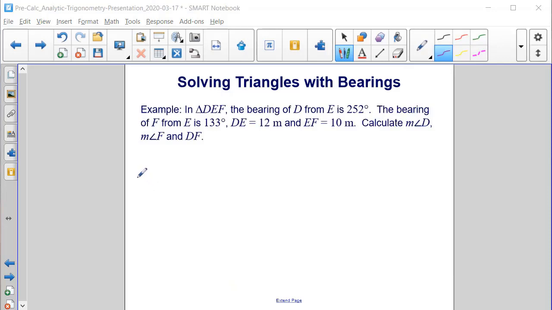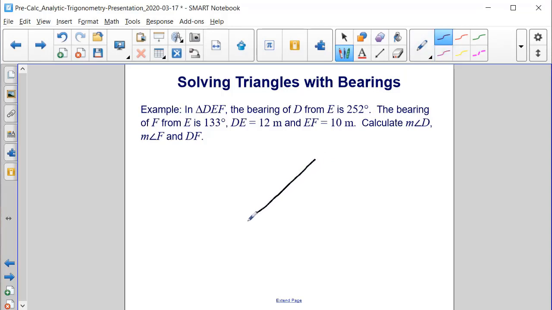Here's another example. In triangle DEF, the bearing of D from E is 252 degrees. The bearing of F from E is 133 degrees. DE is 12 meters, and the length of EF is 10 meters. Calculate the measurement of angle D, the measurement of angle F, and the length of DF. Let's start by drawing our picture.